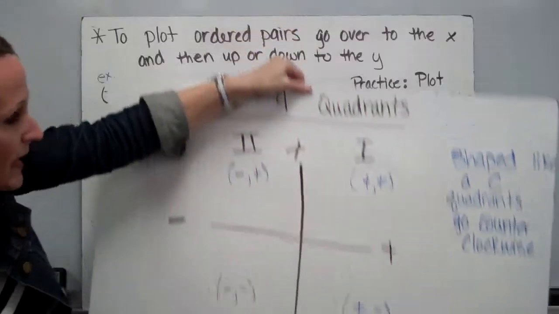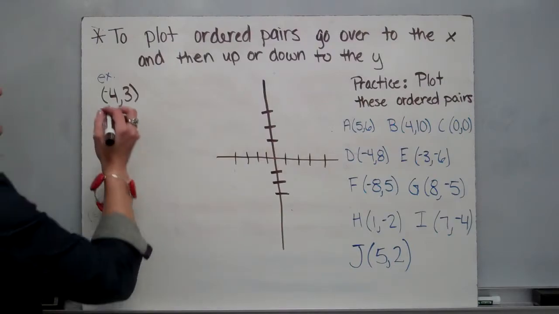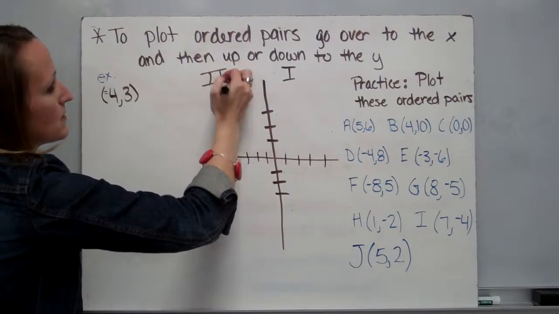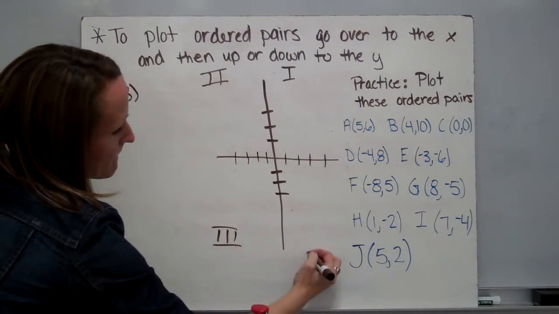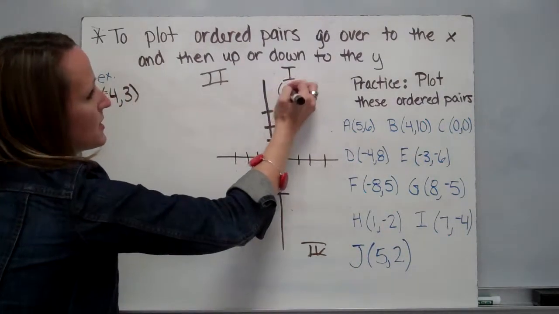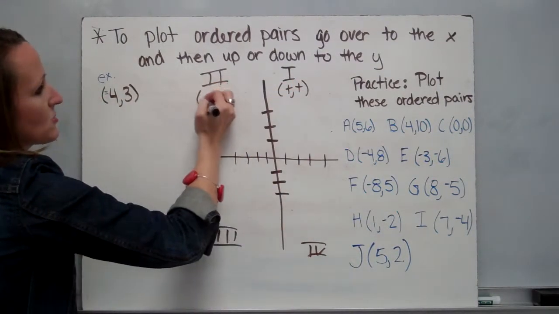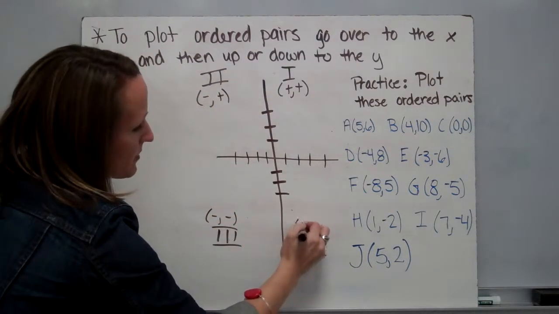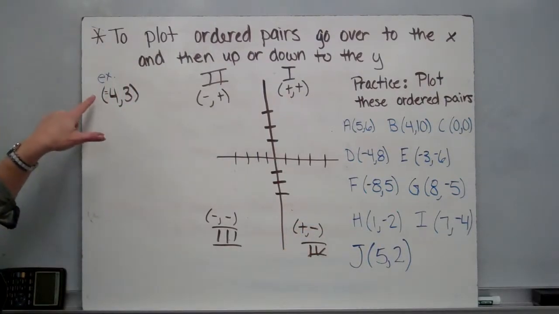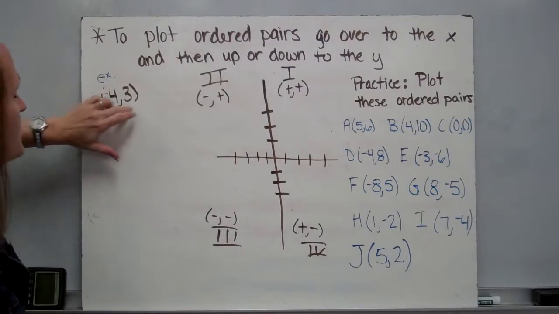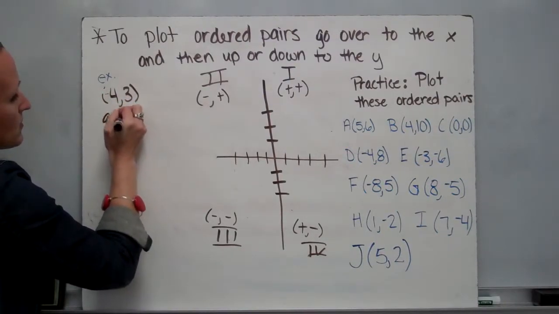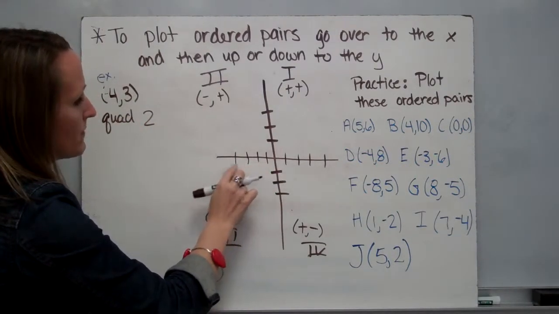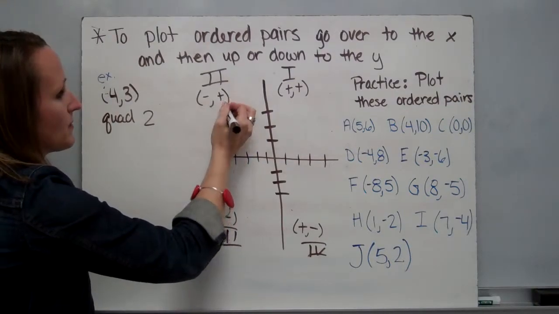Okay, so let's talk about actually plotting some ordered pairs. So, for example, if we wanted to go to (-4, 3), remember we have 4 quadrants. And remember I said that in this quadrant, positive, positive. In this quadrant, negative, positive. This quadrant, negative, negative. And in this one, positive, negative. Well, if you look at this, we have negative, positive. So this is going to be in quadrant 2. So I'm going to go over to -4, 1, 2, 3, 4, and then I'm going to go up 3, 1, 2, 3, and I'm going to put this right here.